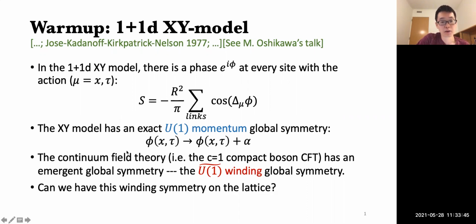In the continuum, however, namely the c = 1 compact boson CFT, there's an additional U(1) global symmetry that emerges in the low energy, and that's the U(1) winding symmetry discussed by Hota. And the question asked by Hota at the end of his talk is: can we have this winding symmetry on the lattice as well? Not necessarily the same lattice model, but perhaps some deformation of the original lattice model.